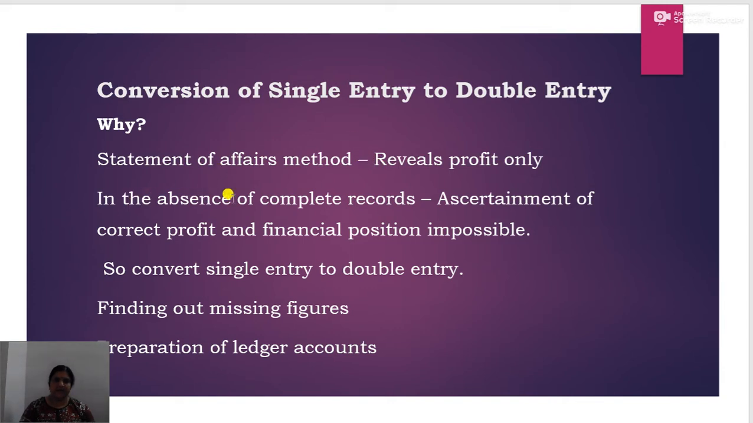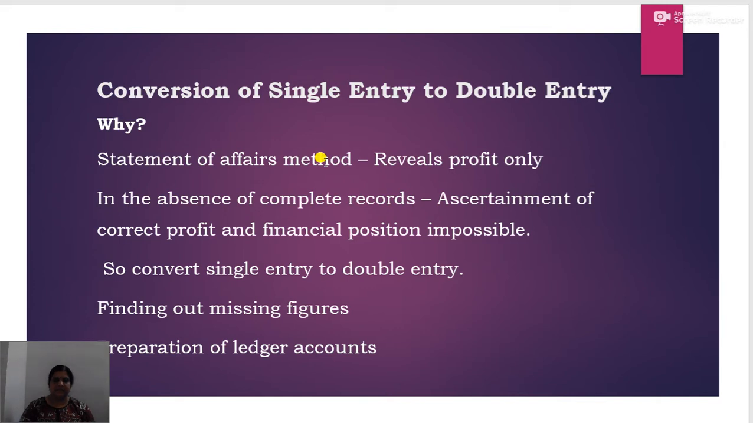Now, in the absence of complete records, the ascertainment of correct profit and financial position is impossible. In case of single entry, usually we are maintaining only the personal accounts and only a cash book. That is, under the subsidiary books, we prepare cash book, and only the personal accounts, that is debtors and creditors accounts, are being maintained under the single entry. So there is incomplete record, or absence of complete records.